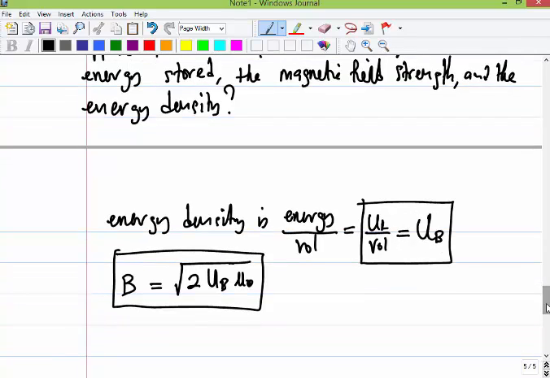When you are doing solenoid volume, use cross-sectional area times length, so pi r squared L. Mu naught is 1.26 times 10 to negative 6 Tesla meters per ampere.